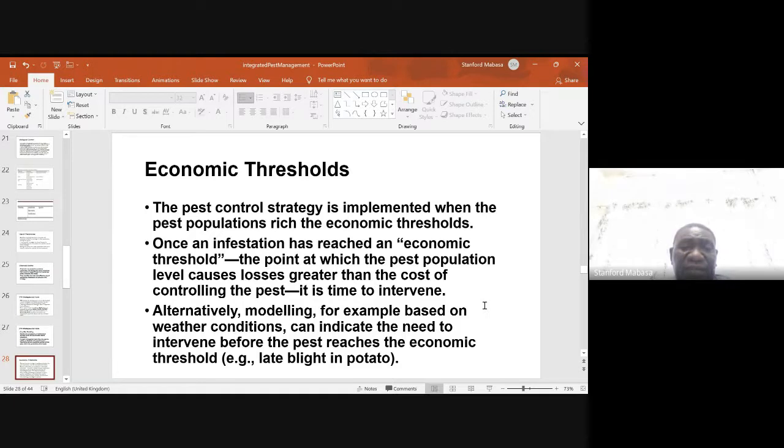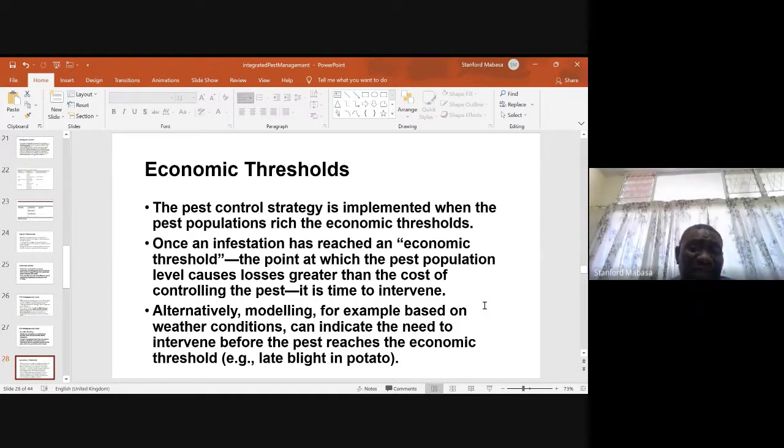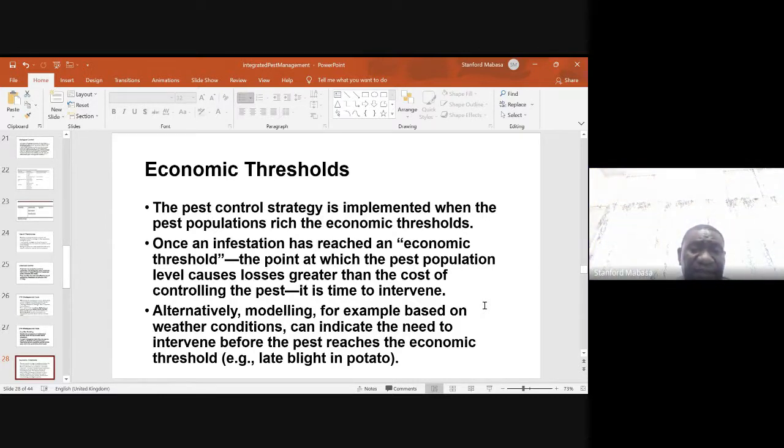Now, alternatively, modeling, for example, based on weather conditions, can indicate the need to intervene before the pest reaches the economic thresholds, like what happens with the potato blight. With the potato blight, it's something to do with the weather patterns, because potato blight development depends on probably humidity.